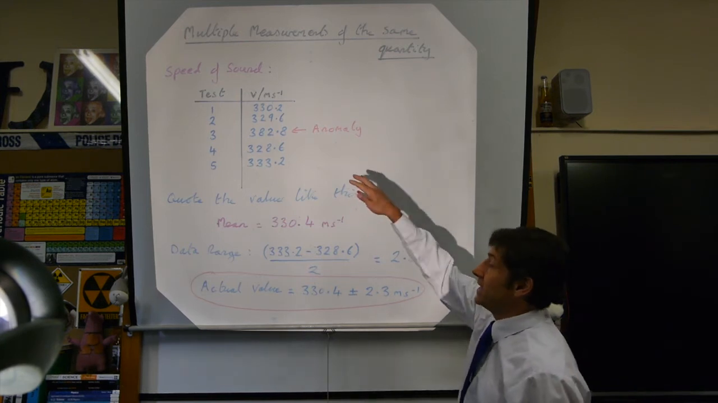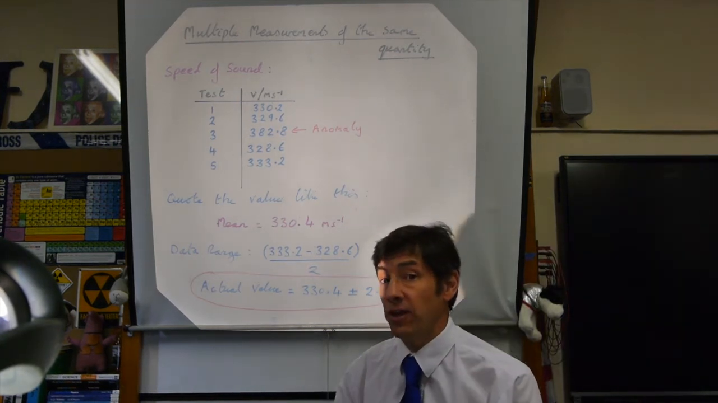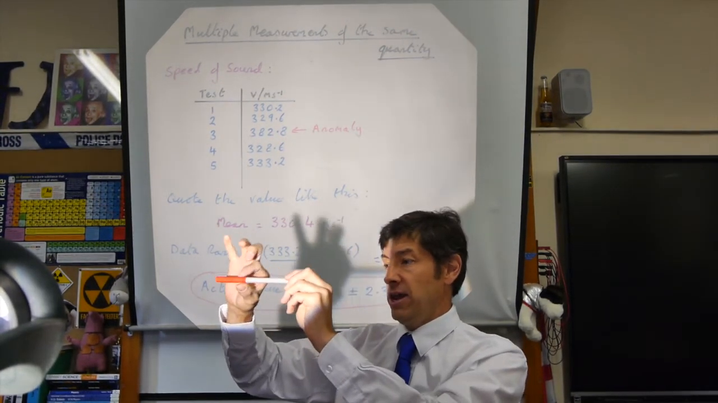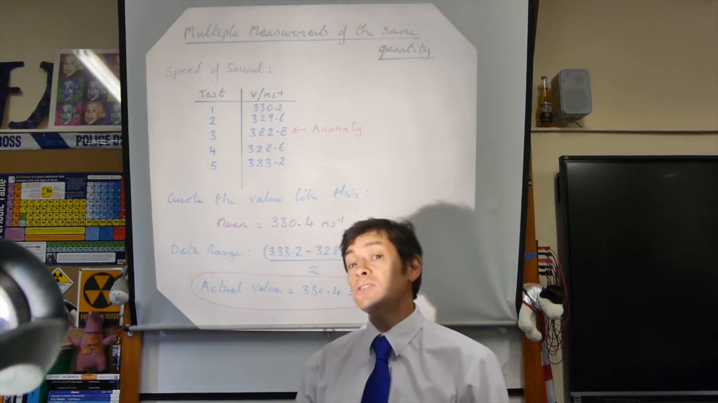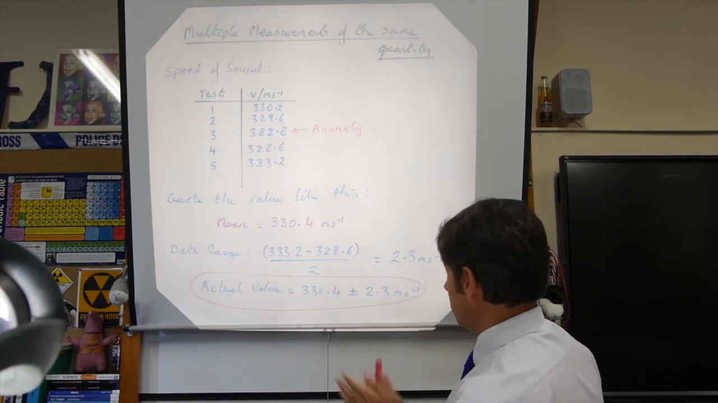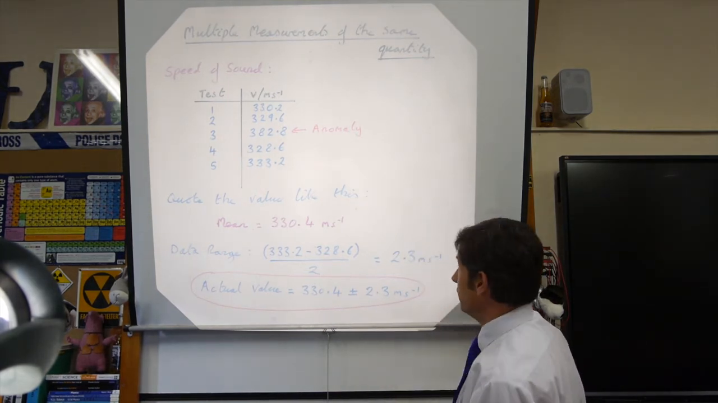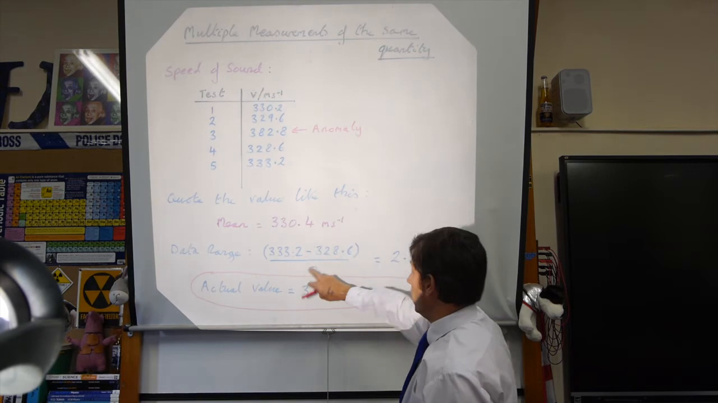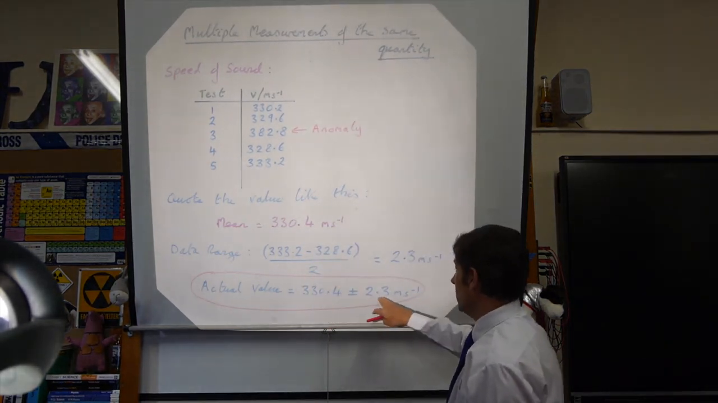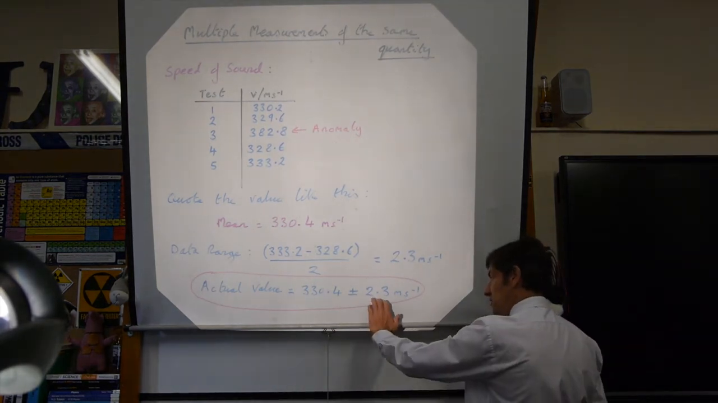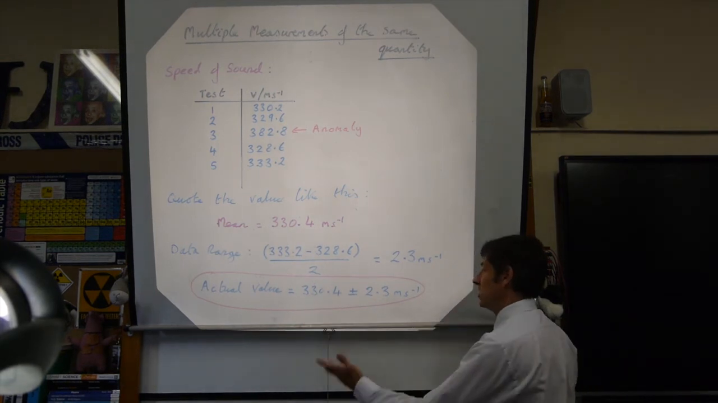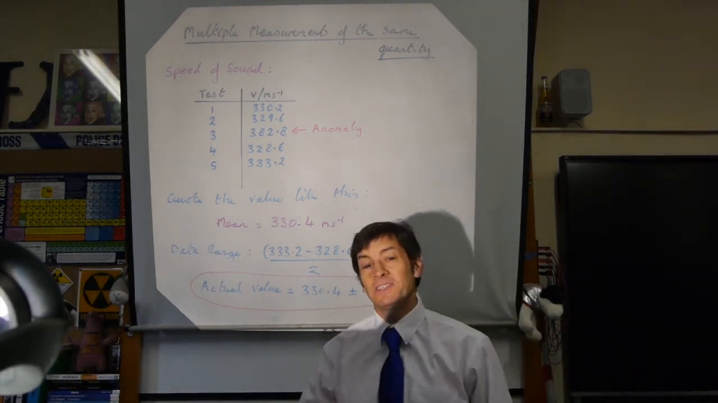If you're making multiple measurements of the same thing, a common one at A level is the diameter of a wire. You measure it here, here, here, and here. Quote the diameter of the wire and its absolute uncertainty. You find the mean, you find half the range, and so you can quote the mean plus or minus half the range. And obviously, 2.3 over 330.4 times 100 would be the percentage uncertainty.